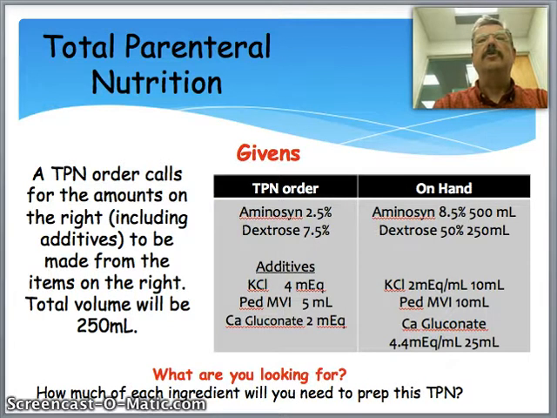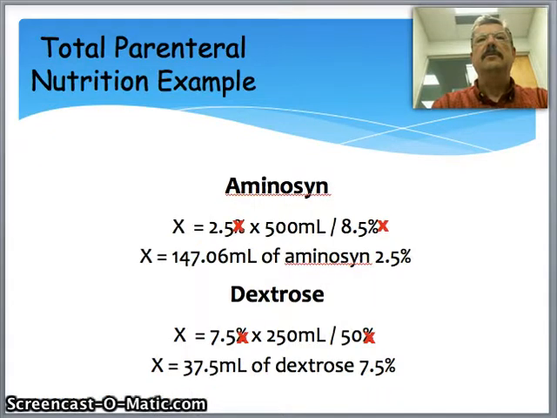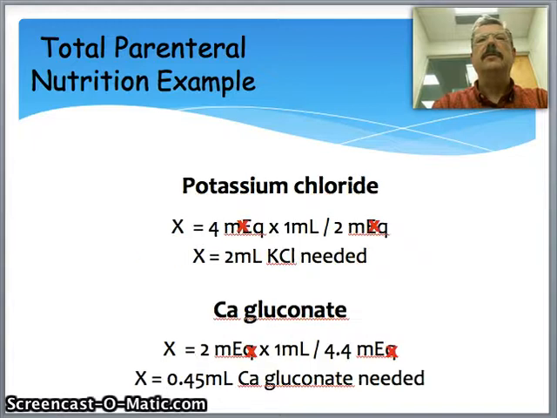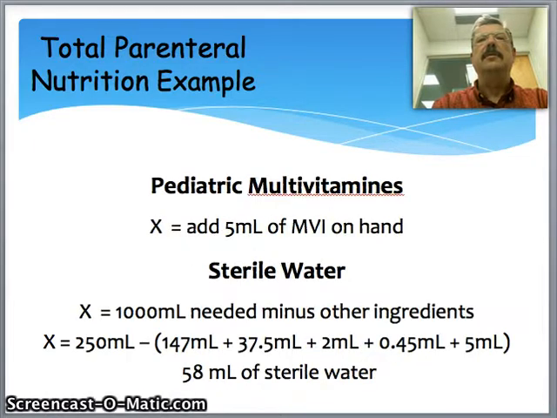Second example, which you will be making for a 250 milliliter bag, is given here. Total amounts of each product is given here, and here, and here. Now you subtract the 147 milliliters and the 37.5 milliliters and the 2 milliliters and the 0.45 milliliters and the 5 milliliters from the 250 milliliters total, which gives you 58 milliliters of sterile water.